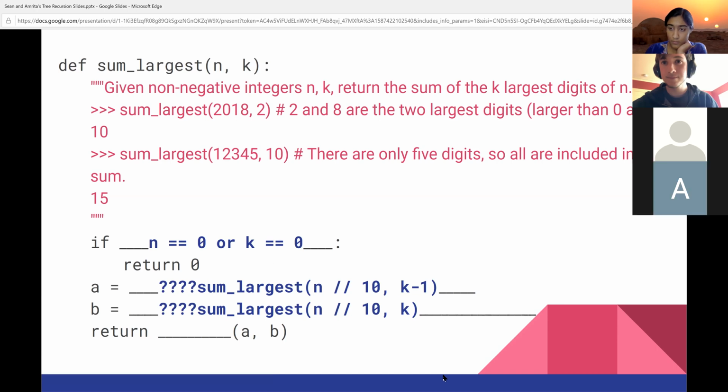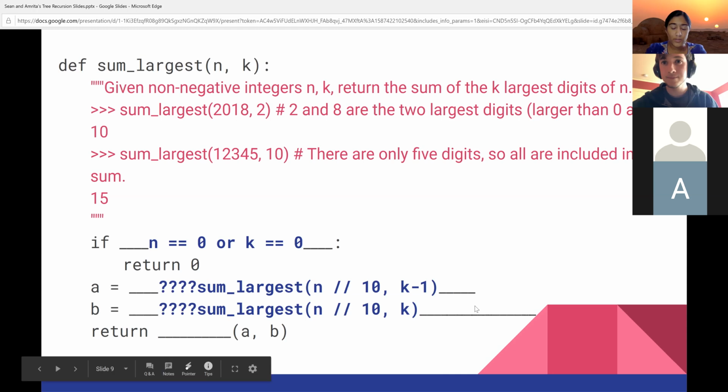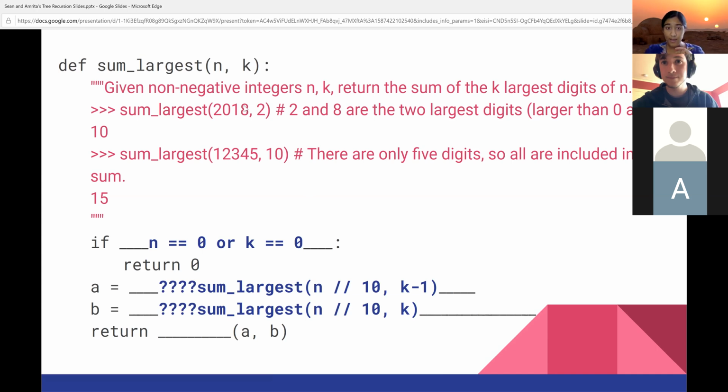Can you go over why you don't reduce the k on one of them? Yeah, sure. The reason that k isn't reduced on the second one in B is because we're not going to be using that last digit in our sum. So let's say I have 2018, right? If I didn't want to include the last digit, that means that I still have 2 digits remaining that can be part of my sum.